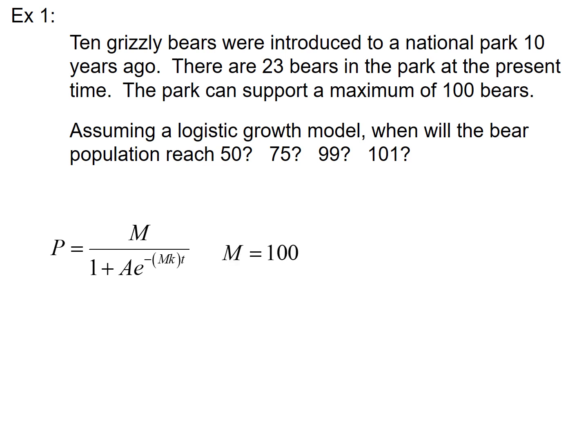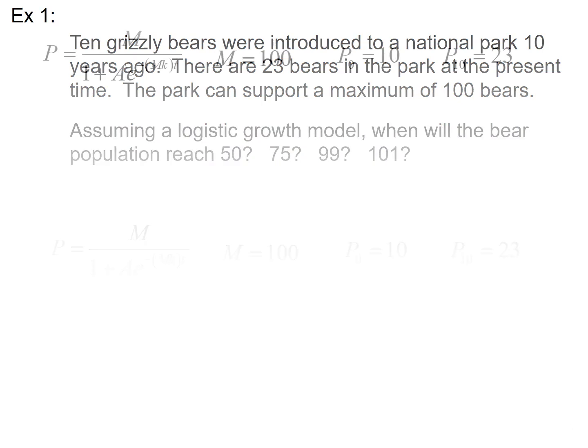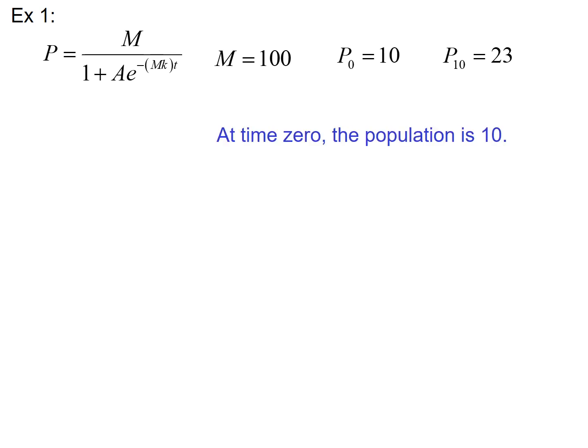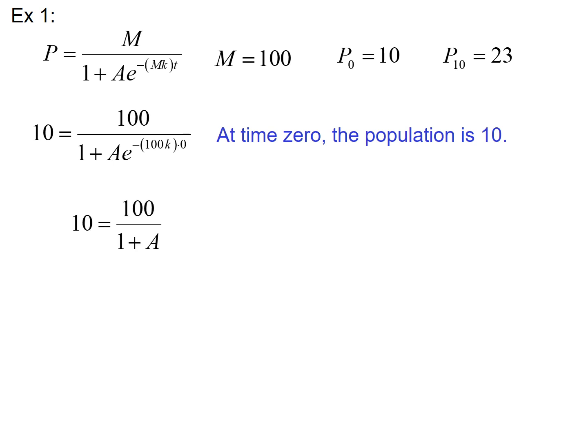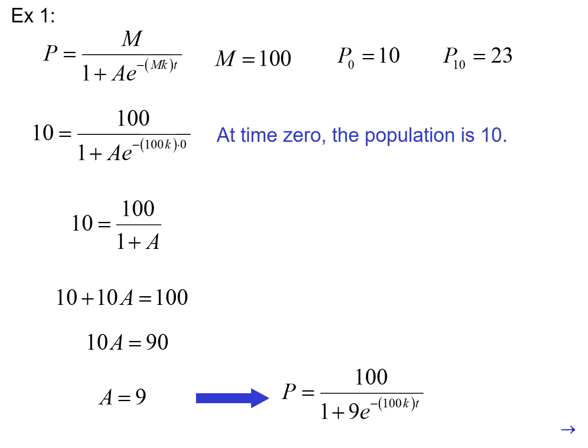So the max capacity, M, equals 100. The initial population is 10. The population after 10 years is 20. So we can plug these in and try to solve for some of these unknowns. So if our population is 10, initially that's when time equals 0. That allows us to solve for A. So A equals 9. Plug that in. Now we need to solve for K.